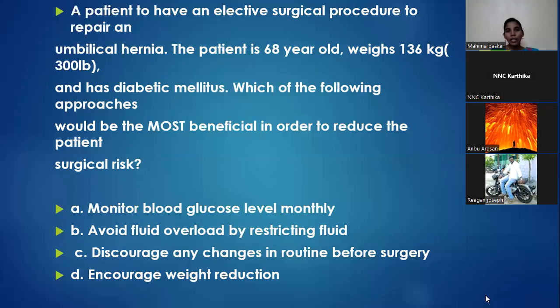Patient to have an elective surgical procedure to repair an umbilical hernia. Patient is 68 years old, weight is 136, and has diabetes mellitus. Which of the following approaches would be the most beneficial in order to reduce the surgical risk? Monitor blood glucose level monthly, avoid fluid overload, discourage any changes in the routine before surgery, or encourage weight reduction.